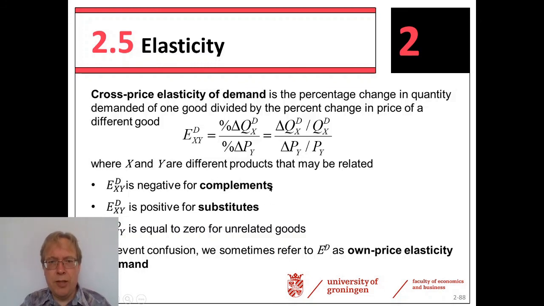Classic example here is cars and gasoline. If the price of gasoline increases, demand for cars is also likely to go down. So those are complements. If you have substitutes, the thing is positive. Coca-Cola, Pepsi, if the price of Coca-Cola decreases, demand for Pepsi is going to go down as well, since people are going to buy more Coca-Cola, so those things are then substitutes. And if it's zero, the goods are unrelated.